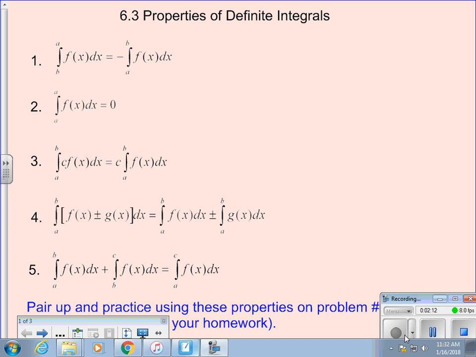Number 3 is the constant rule. If you have a constant times a function, you can pull that constant out, solve the integral, and multiply your answer times that constant. Similar to what we did with derivatives, we have properties and rules of derivatives. A constant times a function is the constant times the derivative of that function. Same thing here. This will be extremely useful.